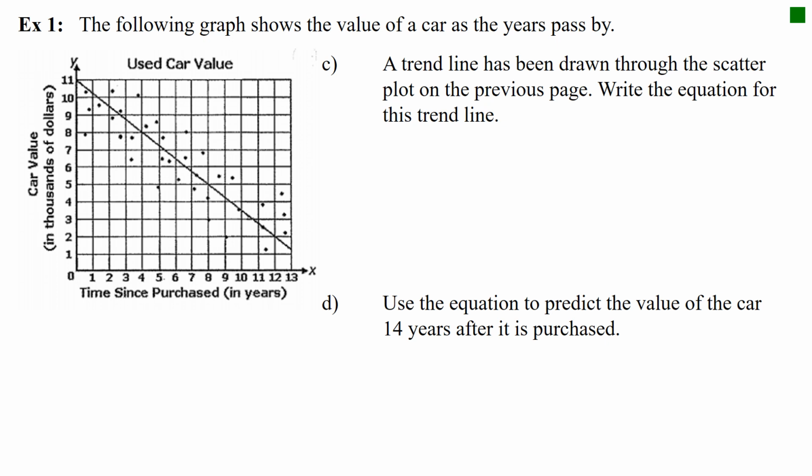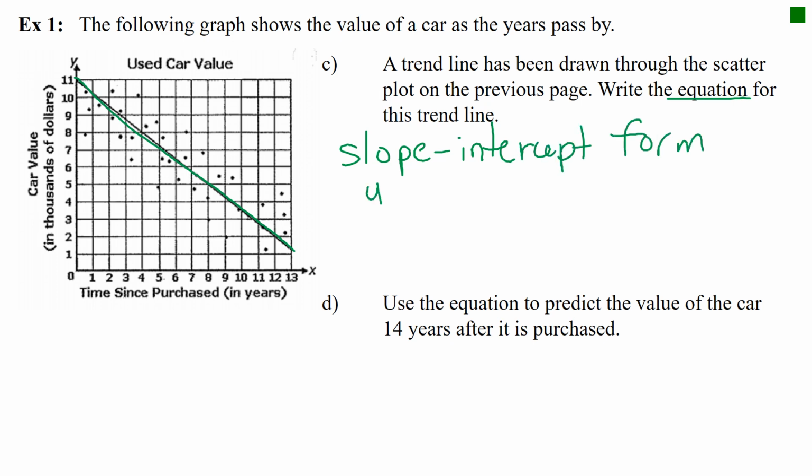Now they want the equation for this line. Okay, and when they say this line, they're talking about this one. Now, because we're looking at a straight line, we're thinking slope-intercept form, which is the equation of a line: y equals mx plus b.